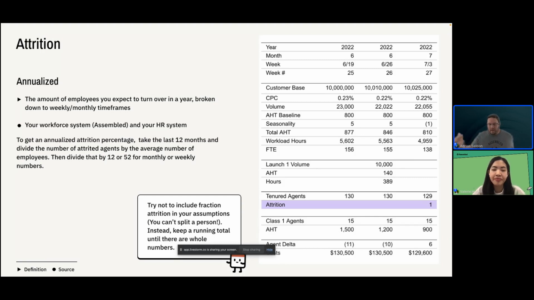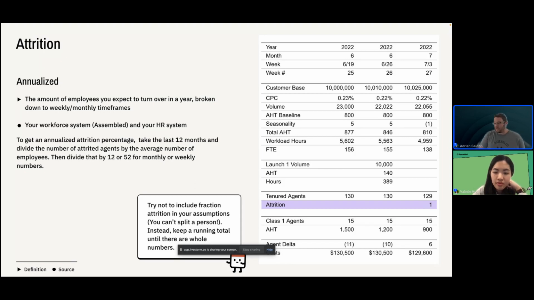And attrition is kind of that silent force that is always working in the background. I do want to point out that I'm calling everything lumped into attrition people moving out of this queue, but it does not have to be a negative thing.